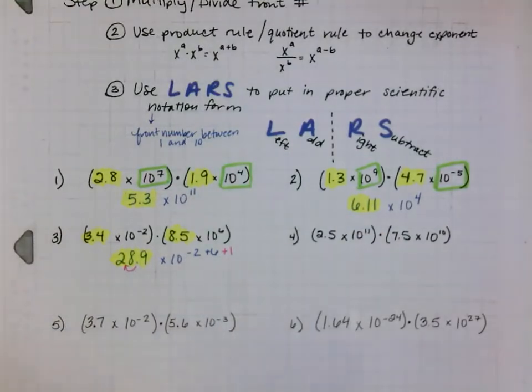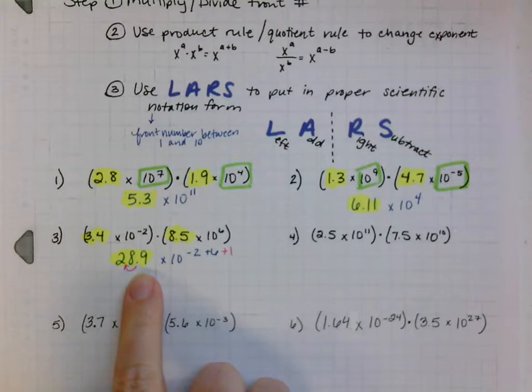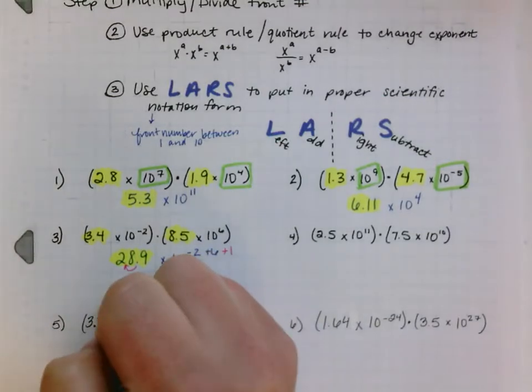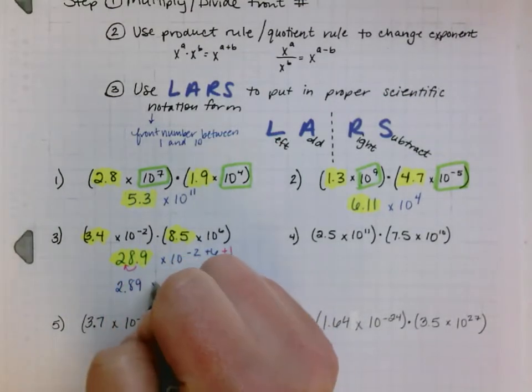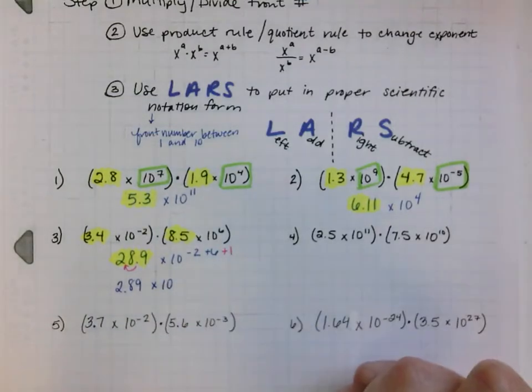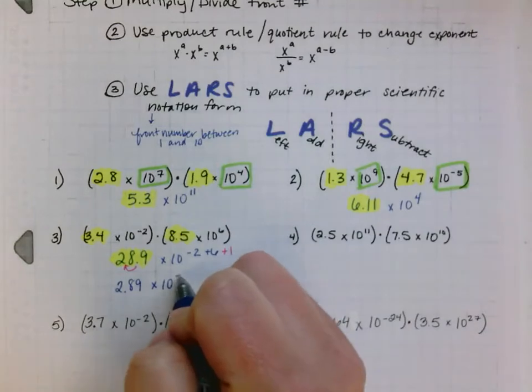So I will have 2.89 times 10. Originally it should have been 10 to the 4th, and then you add 1, and so it ends up being 10 to the 5th.